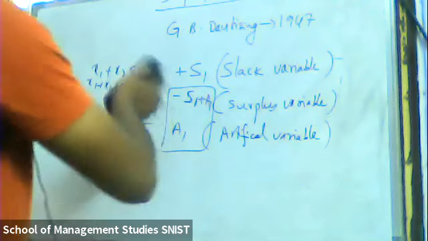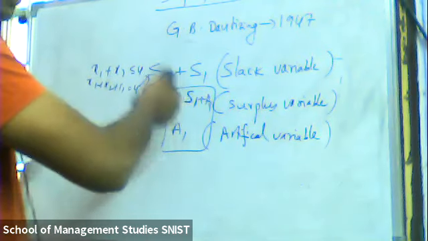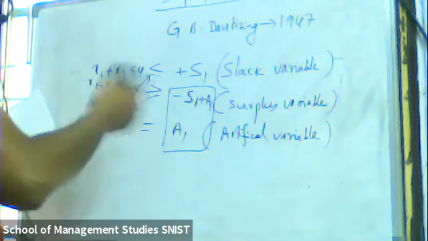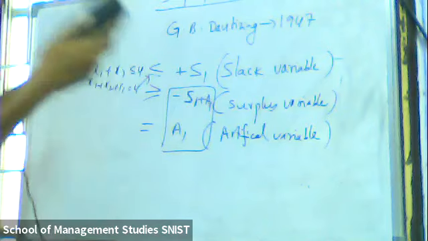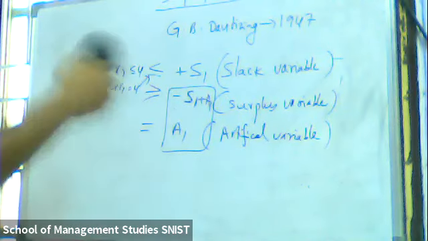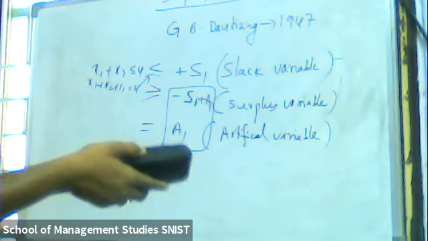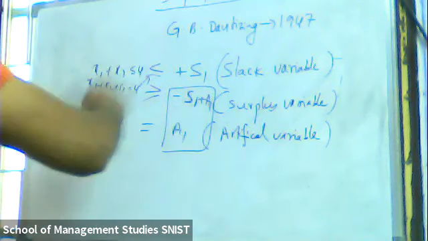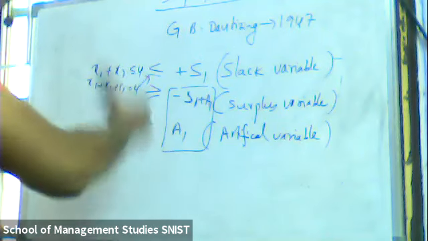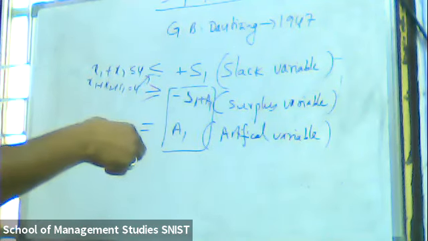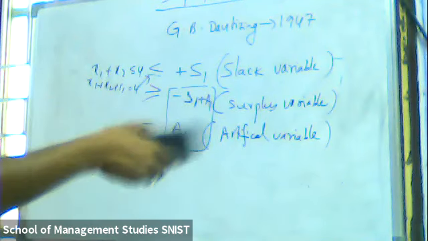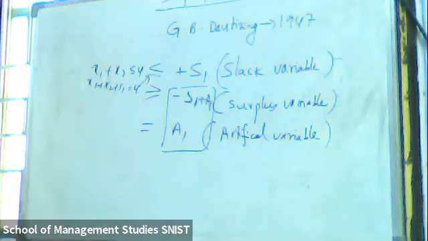Now listen. If the given constraint is less than or equal to, then we add a slack variable. If the given constraint is greater than or equal to, to make the inequality an equality, we subtract minus s1. And if the given constraint is equal to, we add an artificial variable. The artificial variable is a temporary slack variable, which will later be removed from the simplex table.